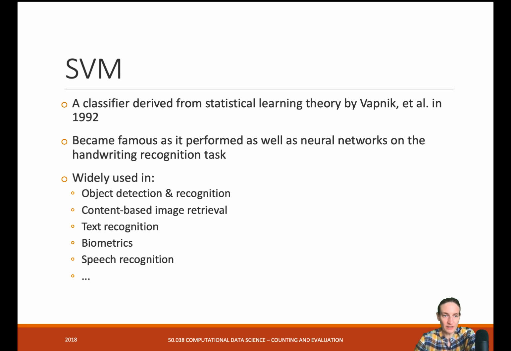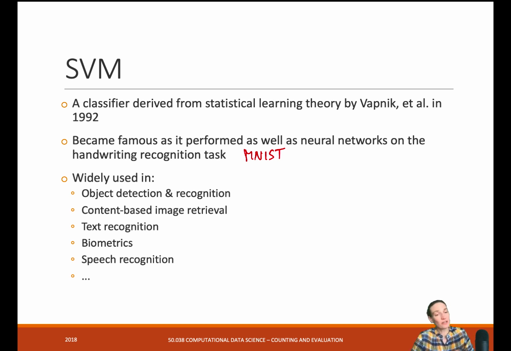It's a classifier derived from statistical learning theory by Vapnik. It became famous because it was able to perform as well as neural networks back then on the handwriting recognition tasks. You know, the famous MNIST, which is like the hello world of machine learning. So I'm sure you've come across it. If not, we might in our CNN lesson.